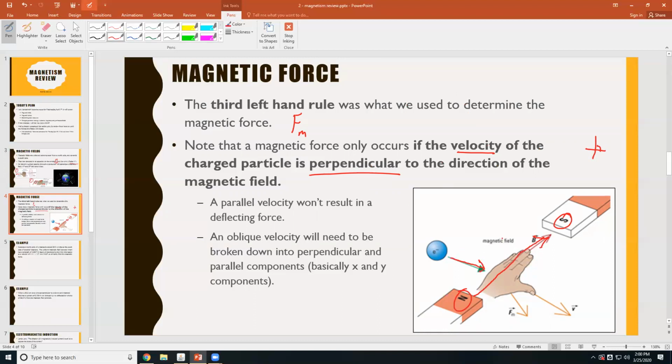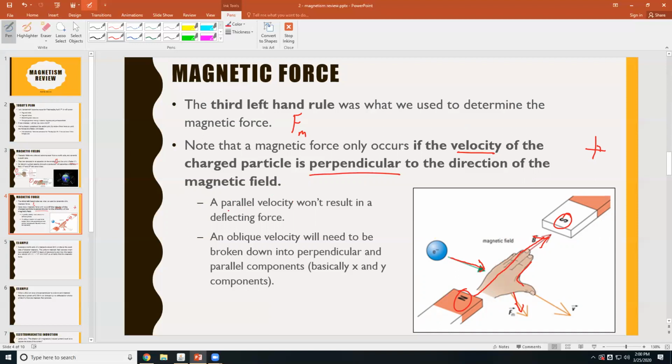Now, the force direction can be found by putting your hand, kind of like in this picture here, in a straight right angle formation, and your palm actually represents the direction of the magnetic force. So your pointed fingers represent the direction of the magnetic field, your thumb represents the direction of your electrons, and then your palm represents the direction of the magnetic force.